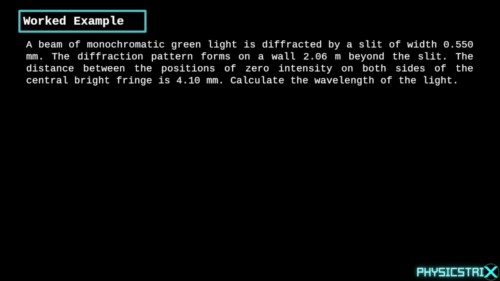Here's the worked example. A beam of monochromatic green light is diffracted by a slit of width 0.55 millimeters, so A equals 0.55 times 10 to the power of negative 3 meters. The diffraction pattern forms on a wall 2.06 meters beyond the slit, so L equals 2.06 meters. The distance between the positions of zero intensity, the dark fringes, on both sides of the central bright fringe is 4.1 millimeters. Calculate the wavelength of the light.